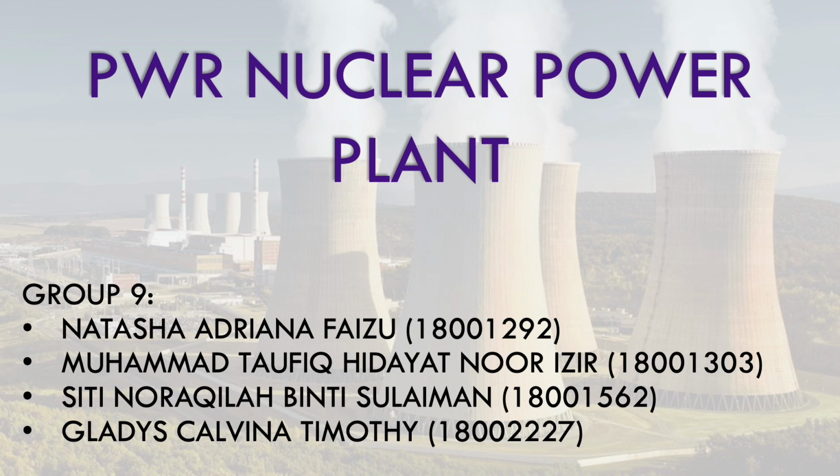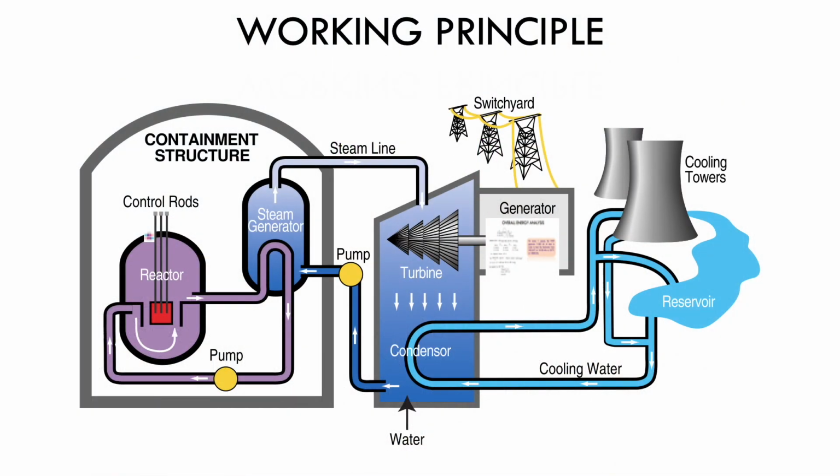Hello everyone, we are from Group 9 and we will be presenting about the pressurized water reactor or PWR inside of a nuclear power plant. In a PWR, we basically have two cycles, which are the primary cycle and the secondary cycle. In the primary cycle, we have the pressurized reactor and the steam generator. In the secondary cycle, we have the turbine, generator, and condenser.